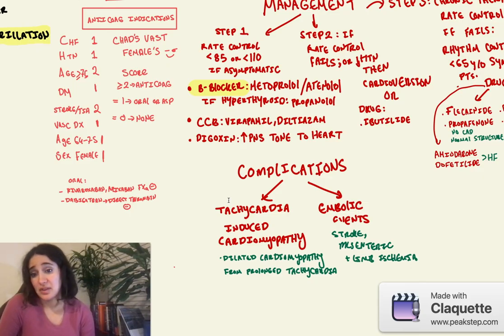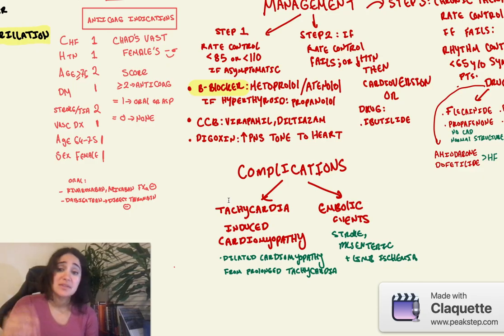Another problem is embolic events, right? The improper beating of the atria can cause a thrombus there, and that can go up to the brain, it can go to the limbs, it can go anywhere. So another reason that this should be properly anticoagulated and properly managed.